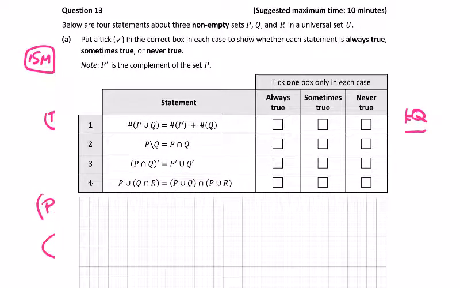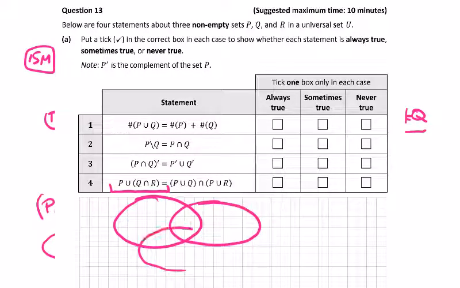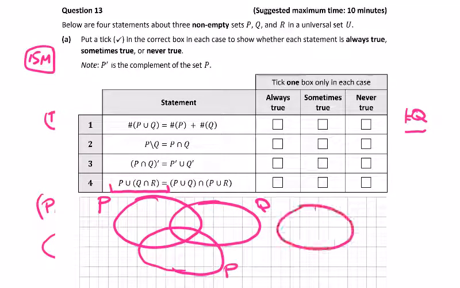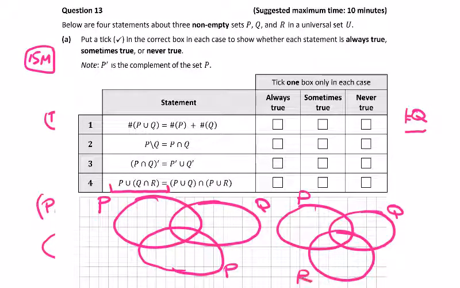And there were 15 marks for this question. So scenario 4, P union Q intersection R. So we have 3 sets here: P, Q, and R. Let's do that again. P, Q, R. P, Q, and R. So the left hand side, P union.